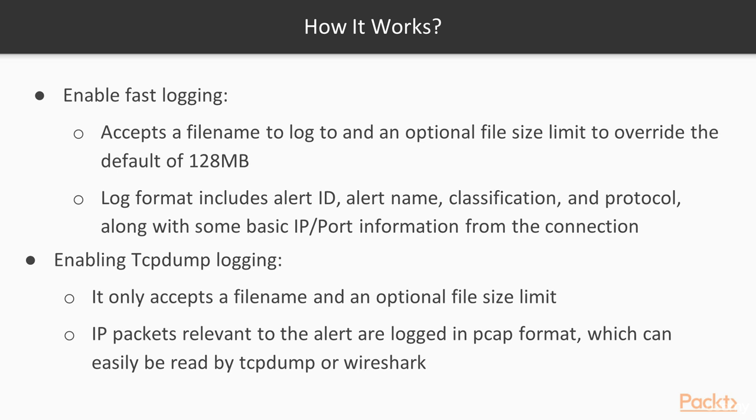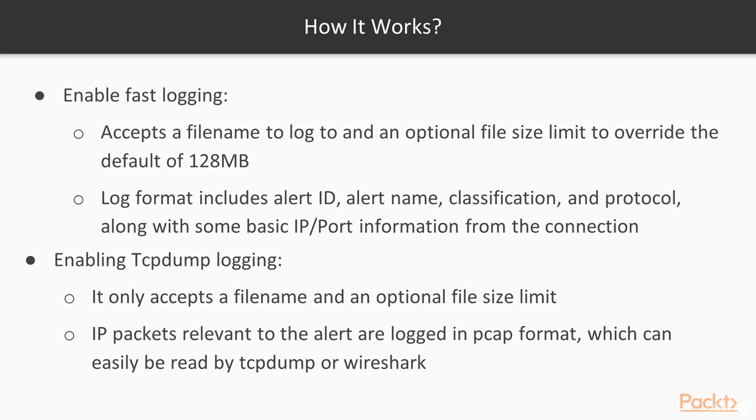Enable fast logging. This logging method accepts a filename to log to, and an optional file size limit to override the default of 128 megabytes. Once full, a log rotation is triggered, and a new log file is created with the current timestamp appended. The log format is simple, only including alert ID, alert name, classification, and protocol, along with some basic IP and port information from the connection.